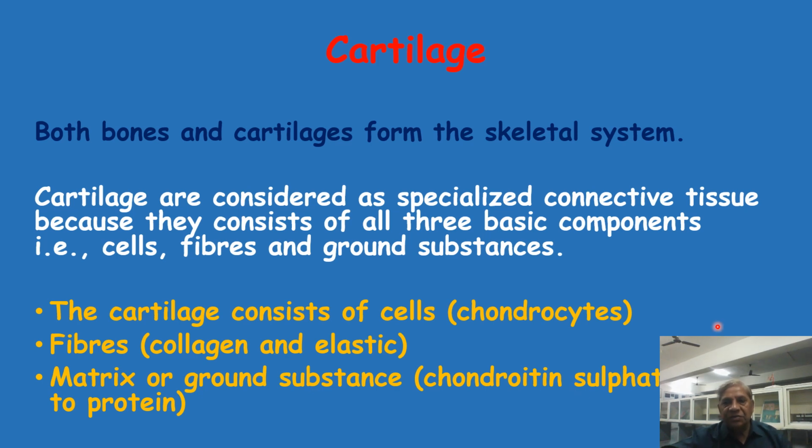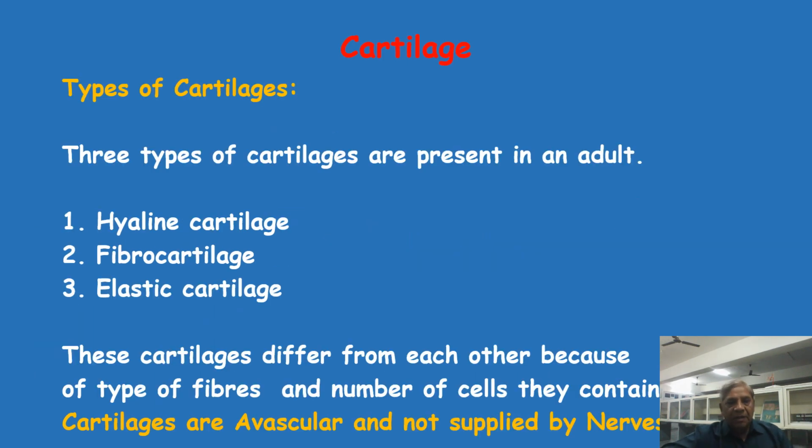Now I am passing to the next slide. Now we come to the classification of cartilage. In our body, we get three different types of cartilages. These three types of cartilages are present in adults. We are not talking at present of the fetus or newborn, because there it is a little different. Three types of cartilage are found in the adult.